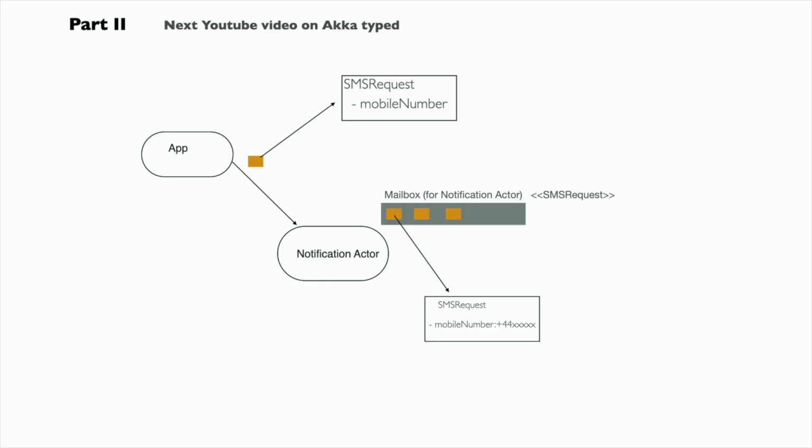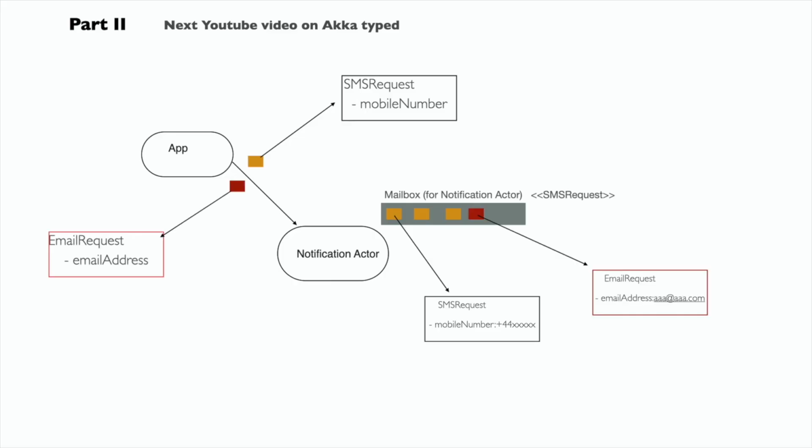How about if we want notification actor to handle email requests as well? We will create an email request class which will have a email property and we will send it to notification actor. Remember, our actor is typed and only accepts SMS message type. The solution to this is using the Java's polymorphism, which I will show it in the next YouTube video.